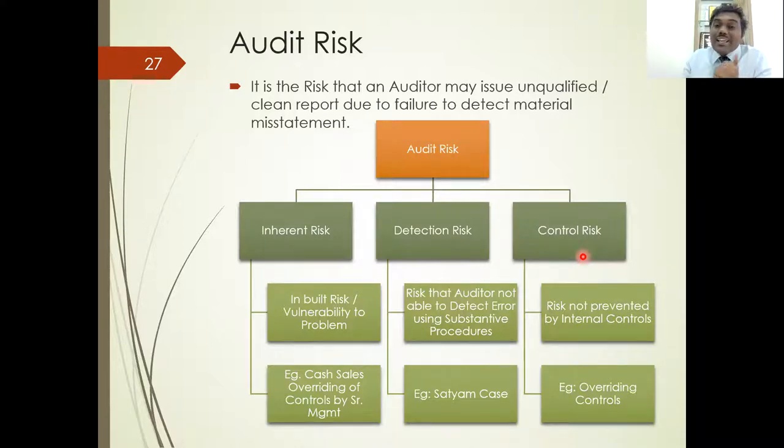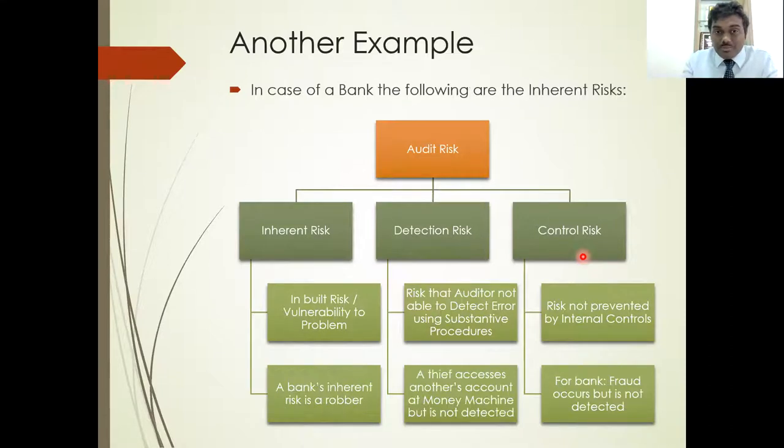There can be scenarios of people overriding the controls as well. All of this can be an audit risk. I hope you're clear. This is a very important slide from an examination perspective. Another example. In case of a bank, following are the inherent risks. Inbuilt risk, vulnerability. Bank's inherent risk is a robber.